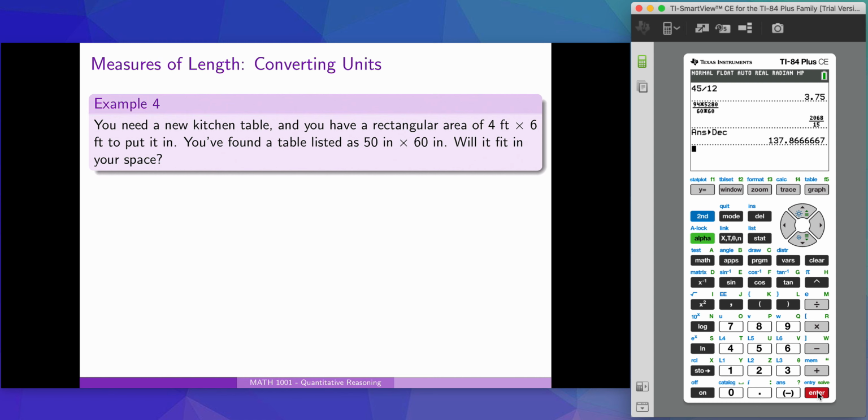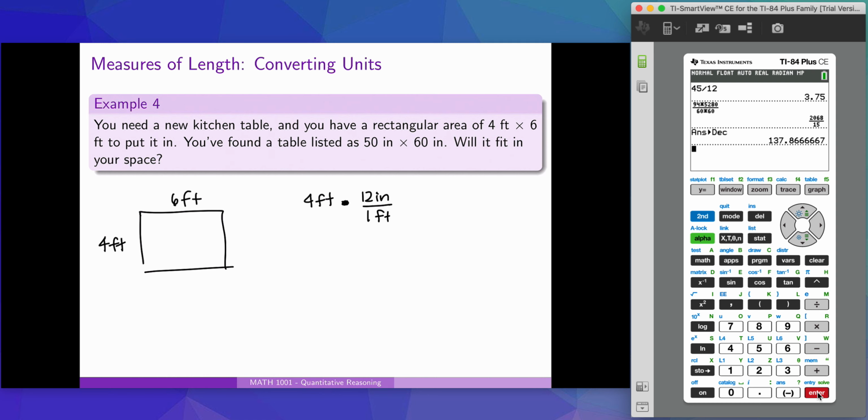Well, right now they have different units, so I can't tell right away. So I need to convert either my feet to inches or my inches to feet to compare them in the same unit. So maybe I'll think about, here's my rectangular area, and it's 4 feet by 6 feet. So I'm going to change both of those over to inches just to see what they are in inches and then compare that to the table I bought. So 4 feet, if I want to get it in inches, well, I need my feet to cancel. So I'm going to put feet on the bottom, and that's compared to 12 inches. Oops, that should be a multiply, excuse me.